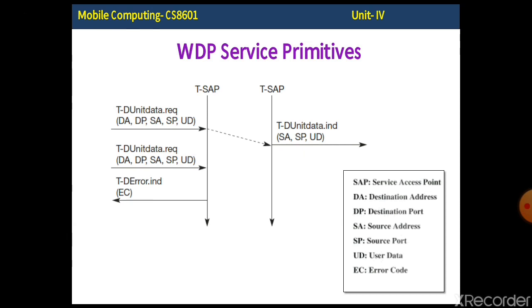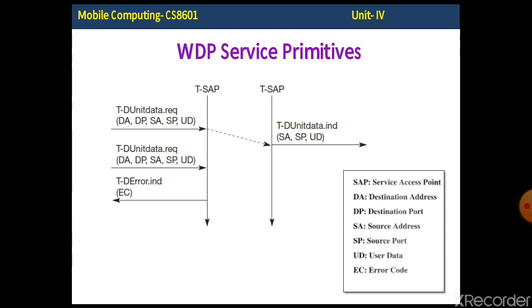So the unit data will send the request in terms of unit data component dot request. Then the request is sent to the receiver side. On the receiver side, it is received in terms of unit data dot indication, which is another service primitive, but which consists of only 3 parameters. In that, the destination address and destination port are not required. You can note that.